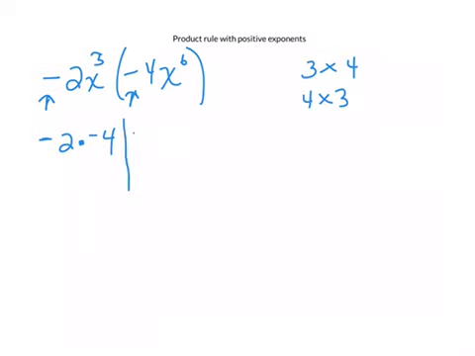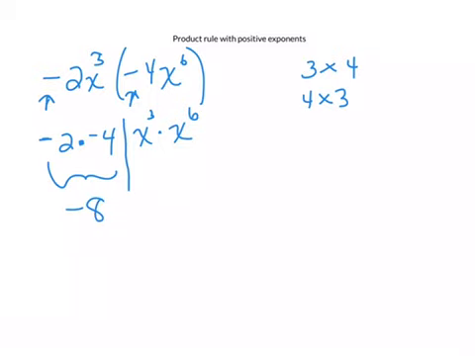Now I'm going to put my x, and I'm just putting a little line there to separate it. Now I'm going to put my x cubed, and next to it I'm going to put its friend, x to the 6. All right, so now we're just going to handle it one at a time. Negative 2 times negative 4, that's going to give us a positive 8.